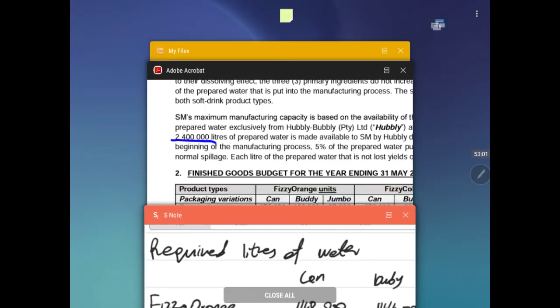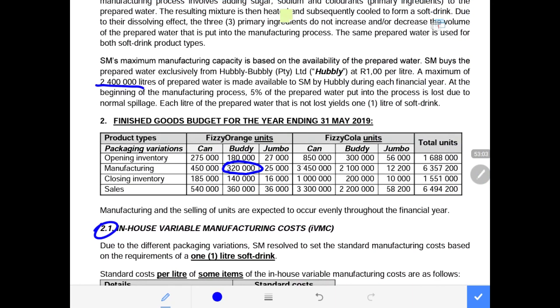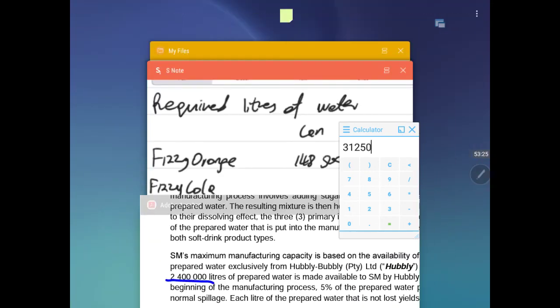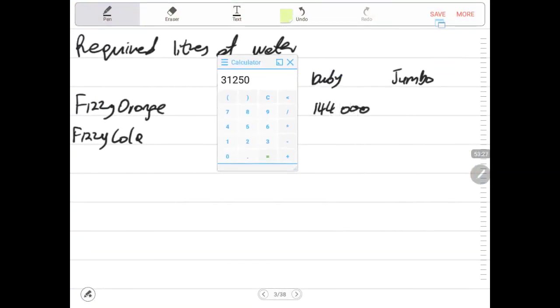Then we go to the jumbo of the Fizzy Orange, which is 25,000 units times 1.25. Remember, in this case, 1.25 is already in liters. So when you multiply, we get the number of liters, 31,250. So 31,250 is already in liters.